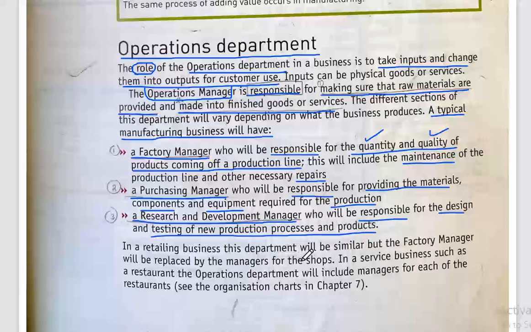In a retailing business, this department will be similar, but the factory manager will be replaced by managers for the shop. So if I'm talking about a normal business, not a manufacturing business, the only manager that will be replaced is the factory manager. We replace this manager with a manager for the shops.